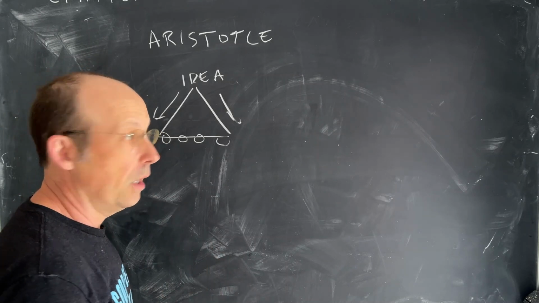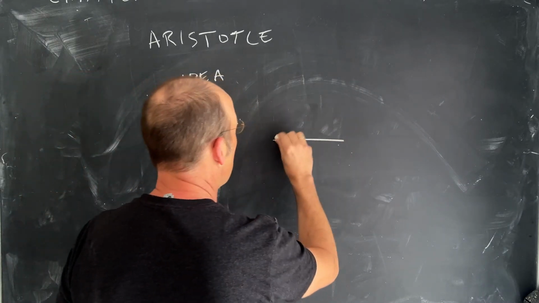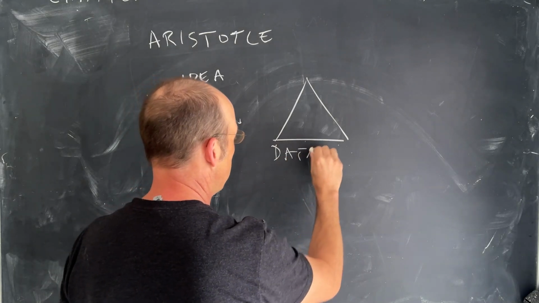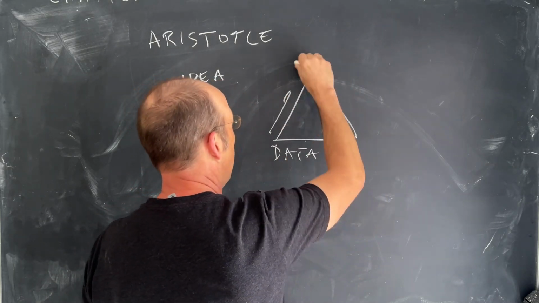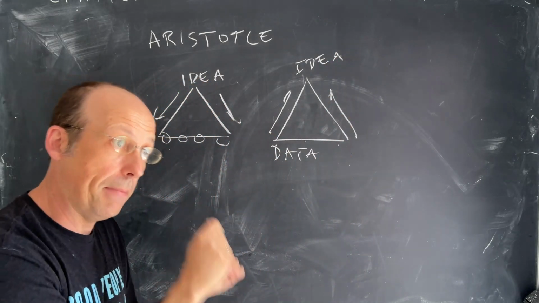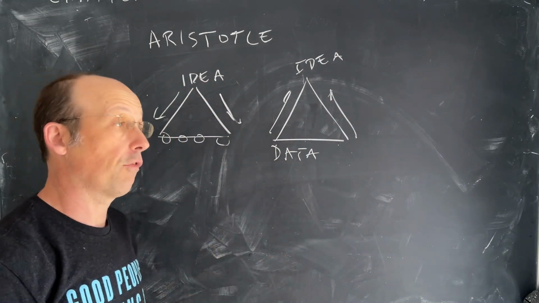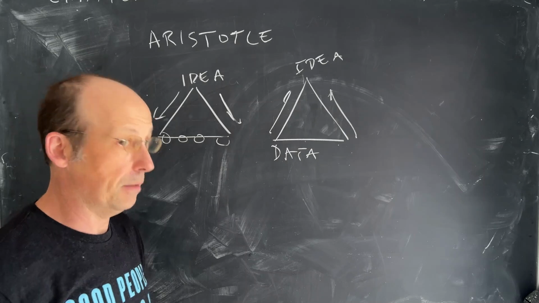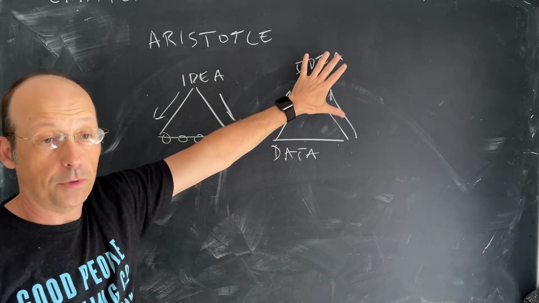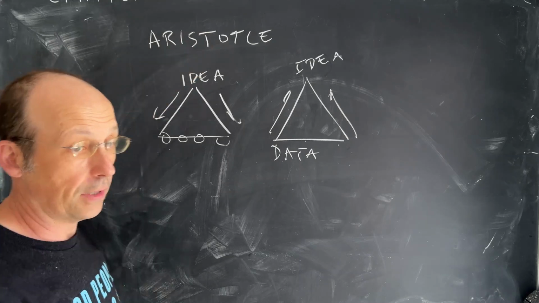Okay, so we now do inductive reasoning. Data, idea. So we take a whole bunch of pieces of data, like we can measure the speed of a falling rock. We can change the mass and make an experiment. And from all that data, come up with an idea. And that's what we do in science. This is what they do in philosophy.